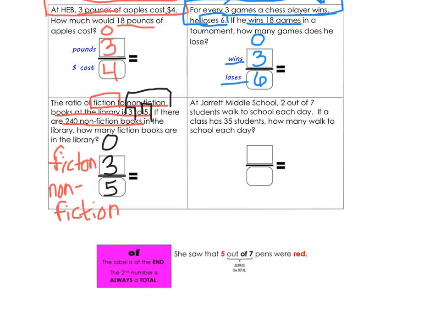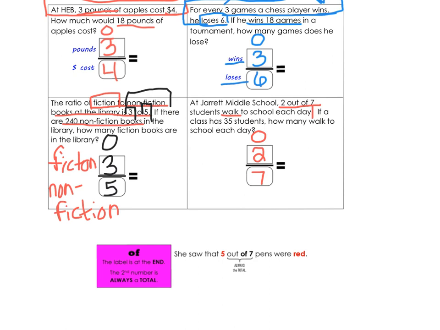Okay, now let's look at this last one here. It says, at Jarrett Middle School, 2 out of 7 students walk to school each day. If a class of 35 students, how many walk to school each day? So remember, we're just looking for the original ratio, which we're normally going to find in that first sentence. We're finding that it's 2 out of 7. Okay, well, what does 2 out of 7 mean?